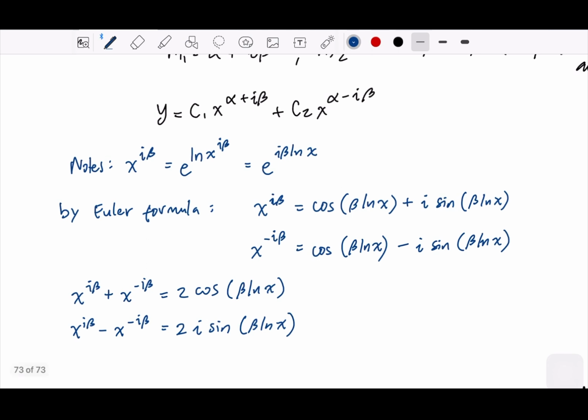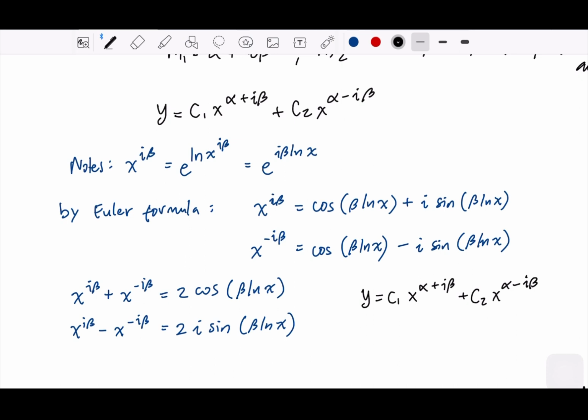Okay, remember the fact that we have the general solution from the previous one: C1 x^(alpha + i beta) plus C2 x^(alpha - i beta). So for these general solutions, we could take this solution for any constant, right? Any constant.